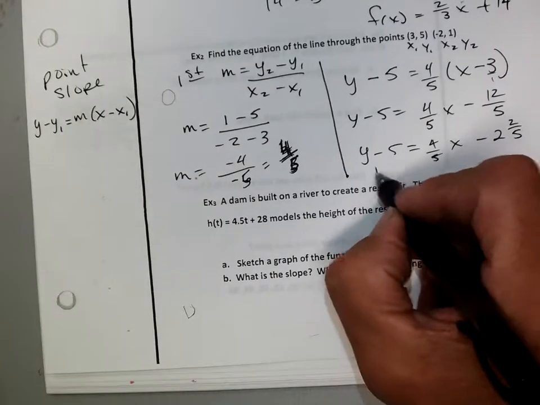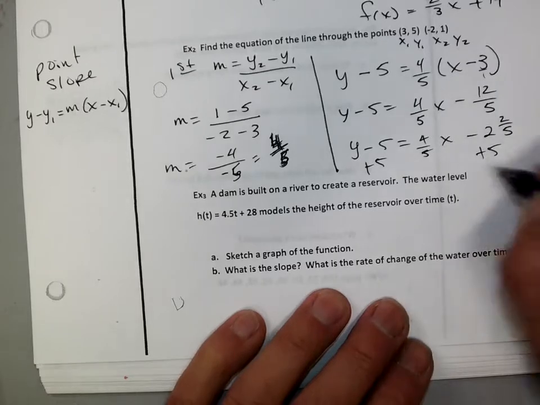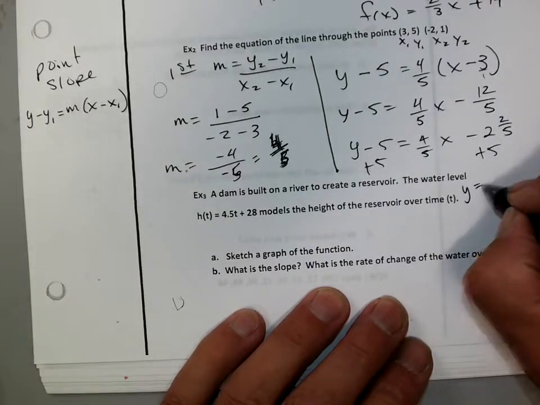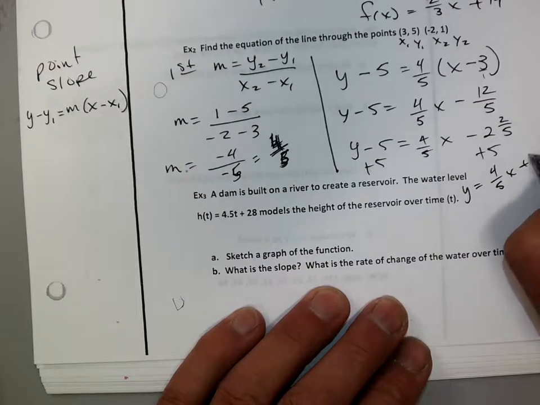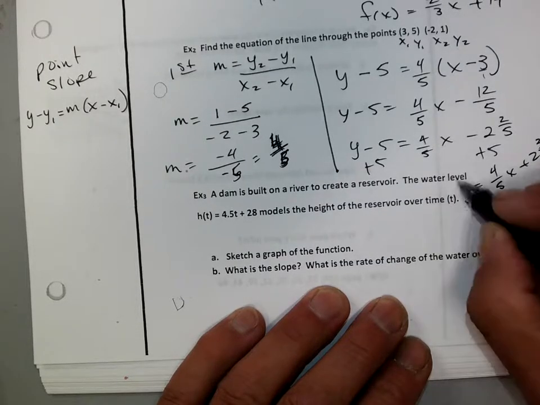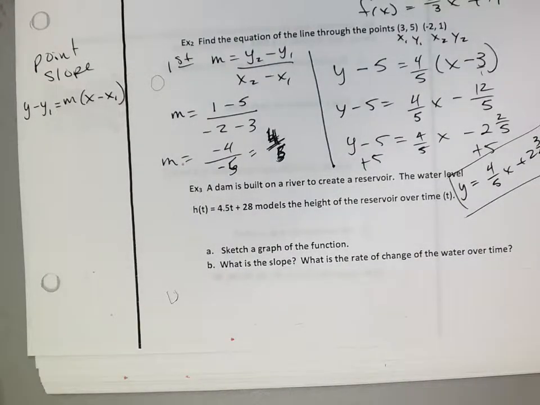So now if I go plus 5, I'll get 2 and 3/5, right? So my answer would be, and I'm running out of room, but I'll have y equals 4/5 x plus 2 and 3/5. Okay, and if you don't like fractions, if you hate fractions, okay, yeah.